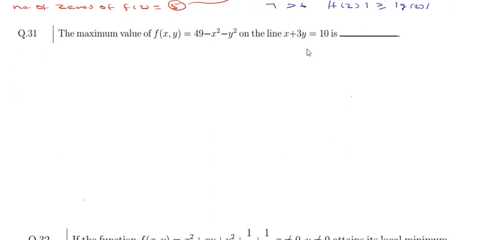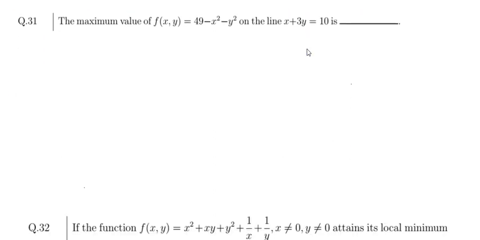So next problem. The maximum value of f of x comma y equal to 49 minus x square minus y square on the line 3x plus 3y equal to 30. So here f is a function of two variables. So based on this given condition, we can convert this function of two variables into a function of single variable. So from this we will find x. So x is equal to 10 minus y.